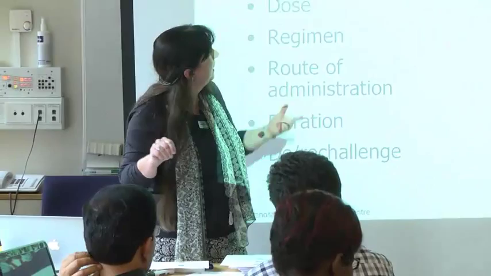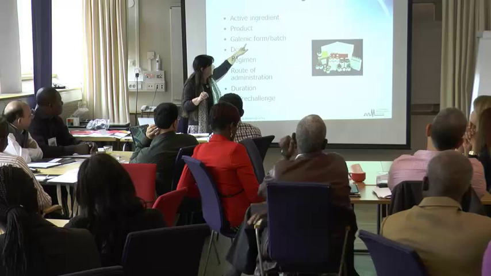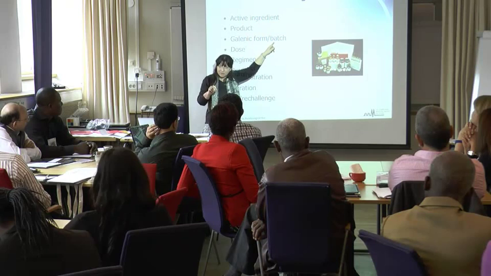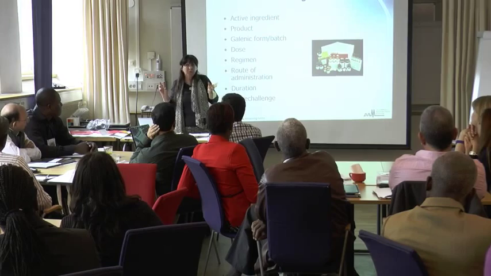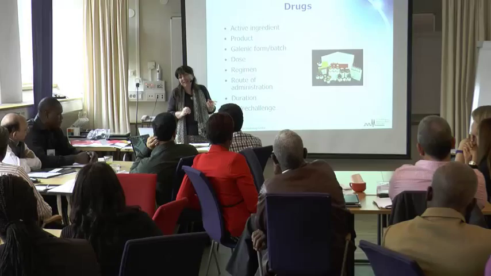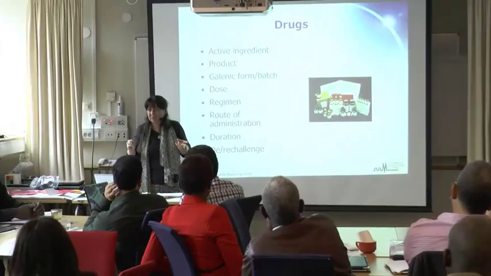It's important to know the galenic form. It's important to know the batch. But mostly, we live without batch numbers. Batch numbers are more important in biologicals and vaccines than in pharmaceuticals. But still, if we have something that might be linked to a quality problem, we might want to know the batch number. Because we might be in a situation where we have to recall a whole batch, and then we have to identify it. I'd like to know the dose that the patient has been given.